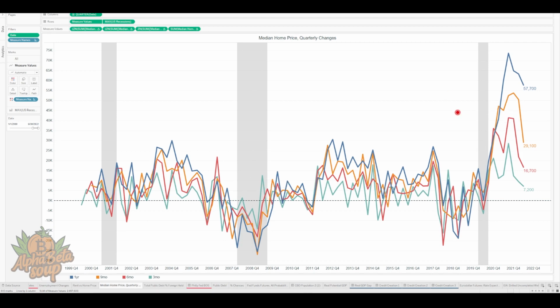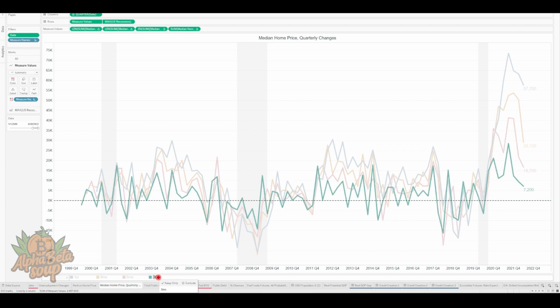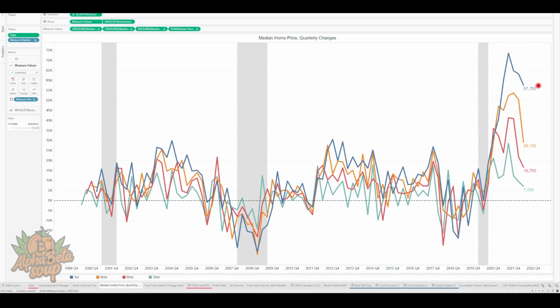So this is showing the median home price and how much it has changed in dollar terms in the last year, the last 9 months, the last 6 months, the last 3 months. And what you can see here on a yearly basis, the median home price is up about $57,700. That's a lot. That's almost as much as the median income, which is around $68,000.